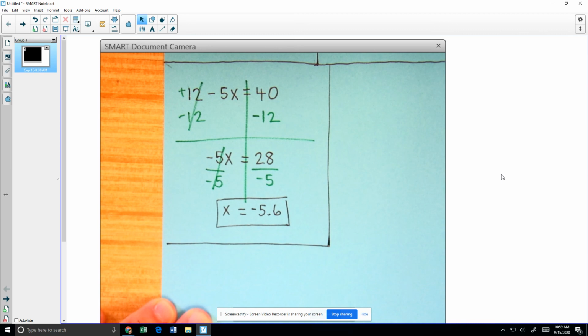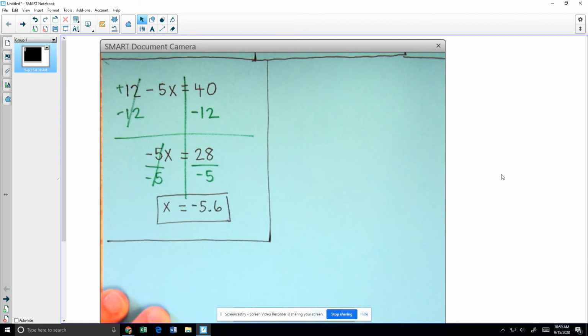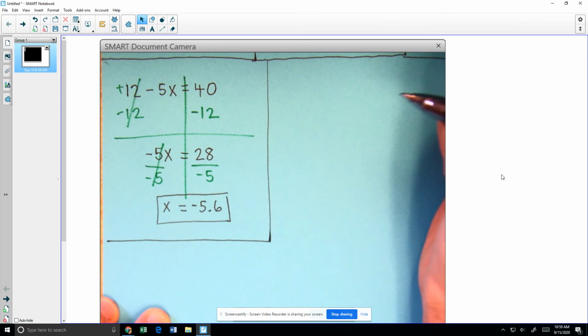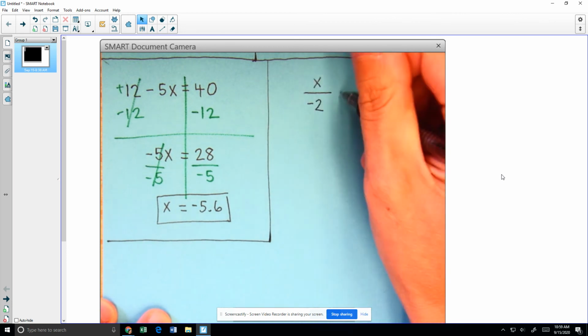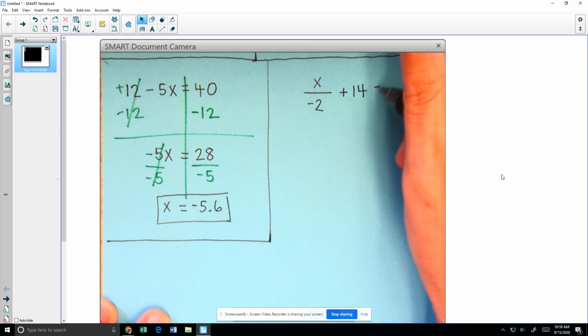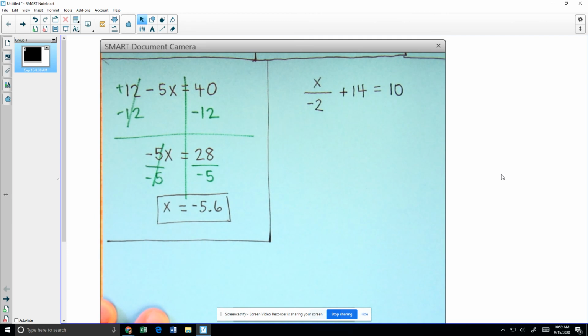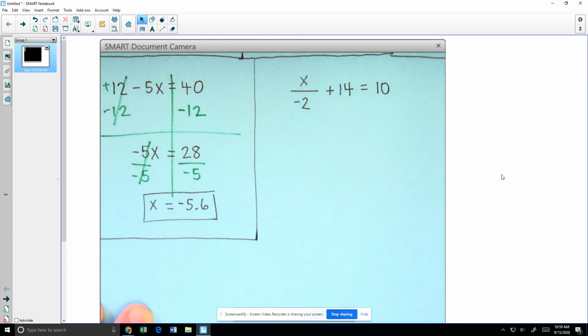Okay, last one. This one looks completely different. It's harder because it's like a different situation. You haven't seen this situation yet. X over -2 plus 14 equals 10. You haven't seen a question like that before, but it's the same concept. You still have to move two numbers. There's still one number that you have to drop down first.